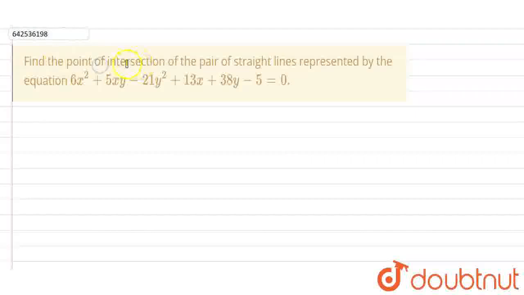The question says, find the point of intersection of the pair of straight lines represented by the equation 6x² + 5xy − 21y² + 13x + 13y − 5 = 0. So what we are given here is an equation which represents the pair of straight lines, right? It represents two lines, and we need to find the point of intersection.